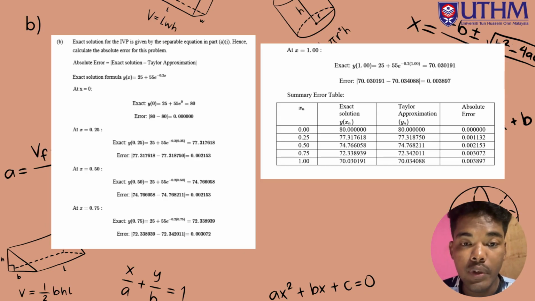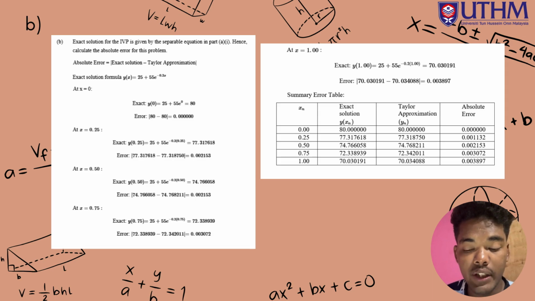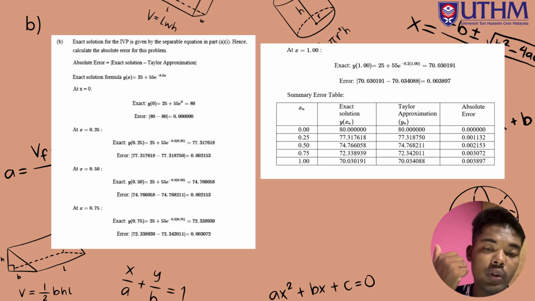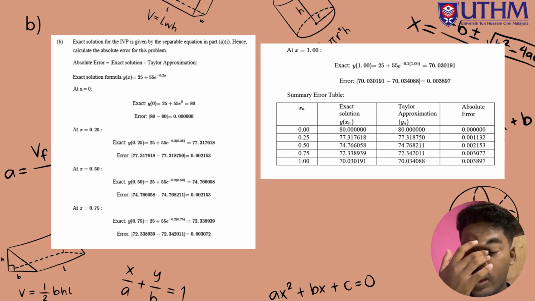So for question 2b, we will calculate the absolute error based on the IVP in question 2a 1 Roman. The absolute error formula is the modulus of the exact solution minus the Taylor approximation. I calculated five of them, which are x = 0, 0.25, 0.50, 0.75, and 1.0. I calculated the exact solution to 6 decimal places, and the Taylor approximation also to 6 decimal places.